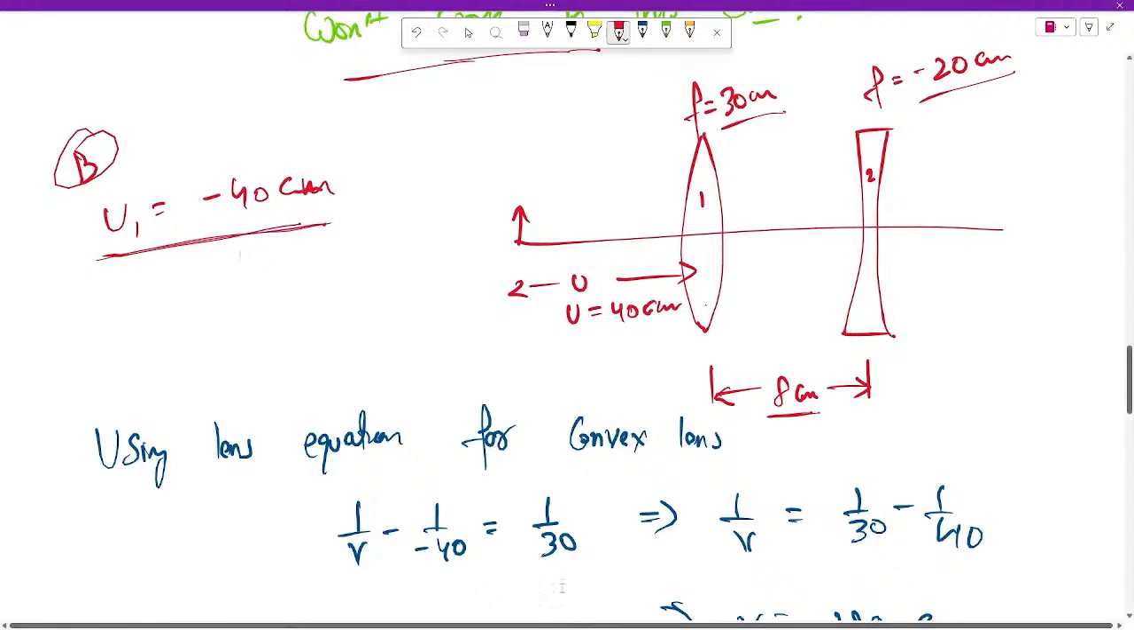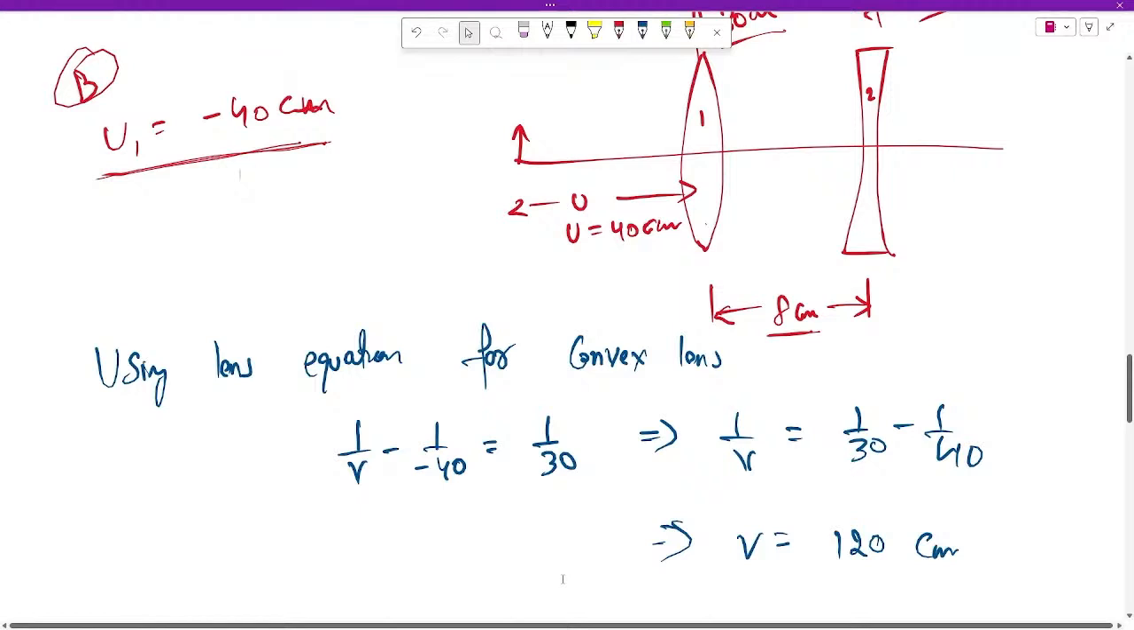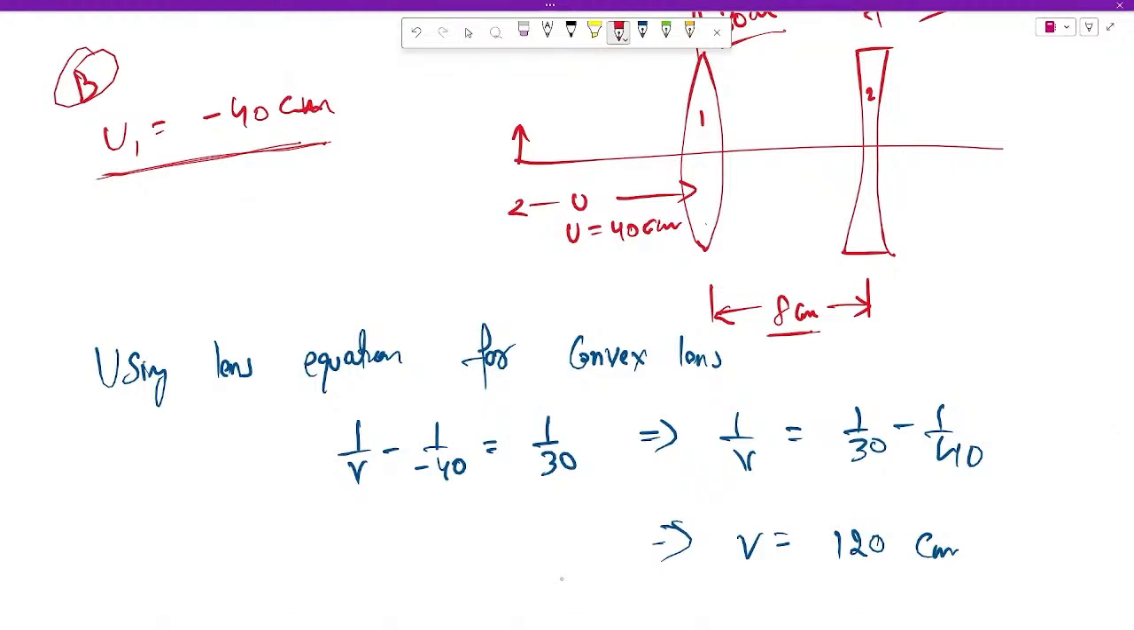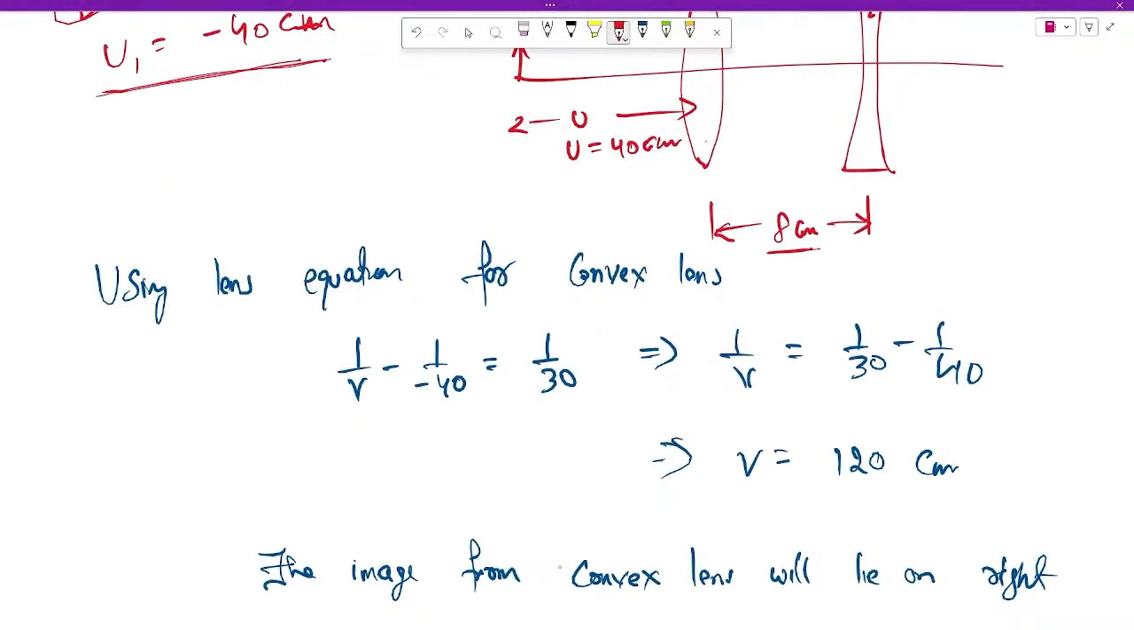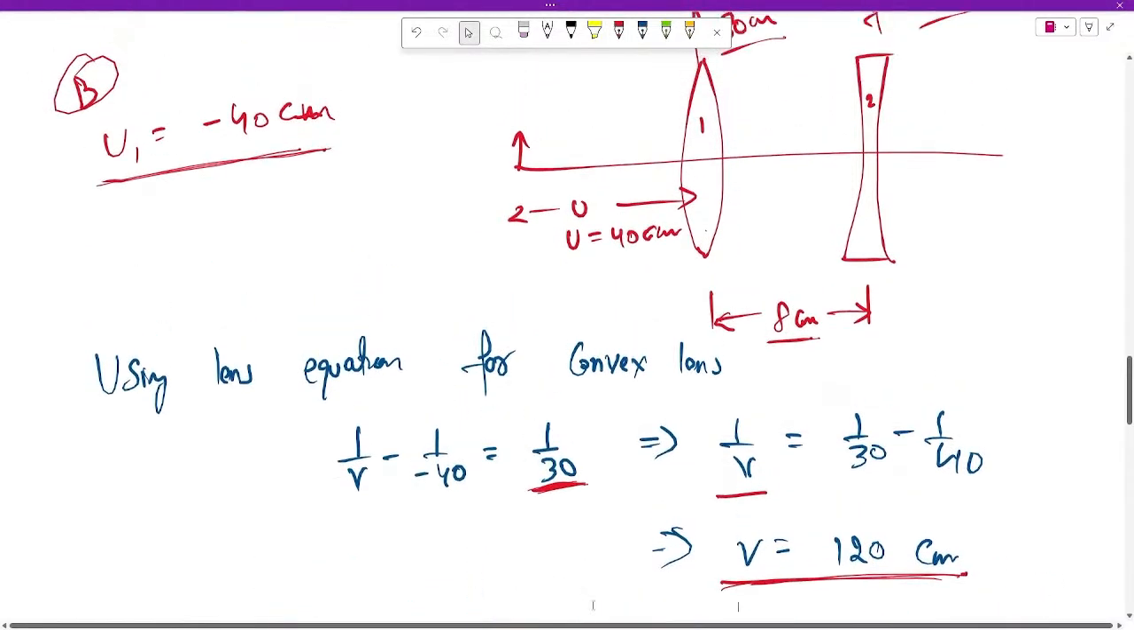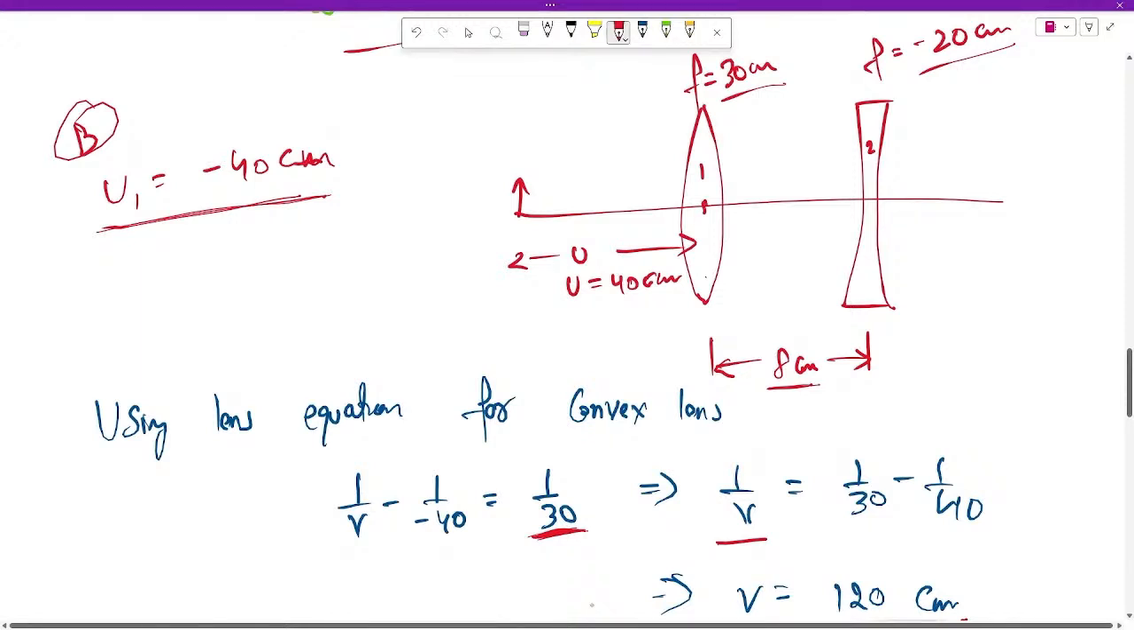So using the lens formula for finding the image produced by this convex lens, 1 by v equals 1 by u plus 1 by f, where u is minus 40. So 1 by v equals minus 1 by 40 plus 1 by 30, since the focal length of the convex lens is positive. So calculating here, v we will get a value of 120 centimeter. Now we can see that from the pole of this lens, the first image will form 1 centimeter on the right hand side of this lens.